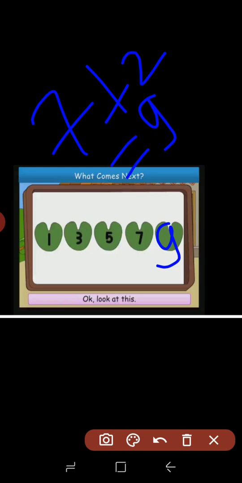That means 7 plus 2 becomes 9. So here there should be 9. Understood? That means we should add up. We have to add 2 here. Okay, you can see I have to add 2. So in this type, after 7 what comes next? 9. Understood?